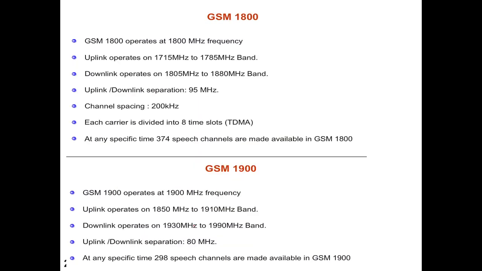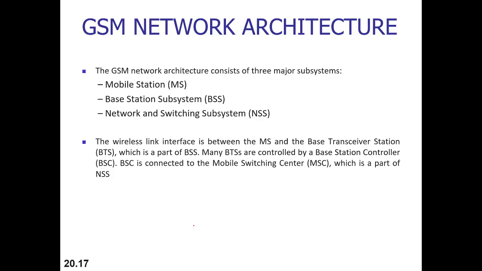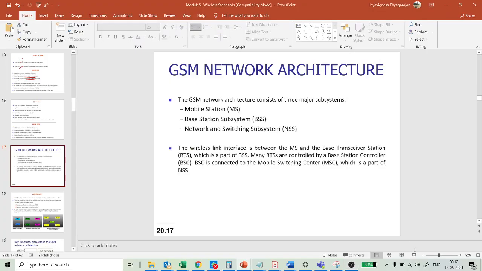Similarly, you have the specifications for 1800, the specifications for 1900, and so forth. So that's the idea behind the licensed spectrum that we are typically using to enhance the capacity. Okay, so let us now get on to the network architecture of GSM.